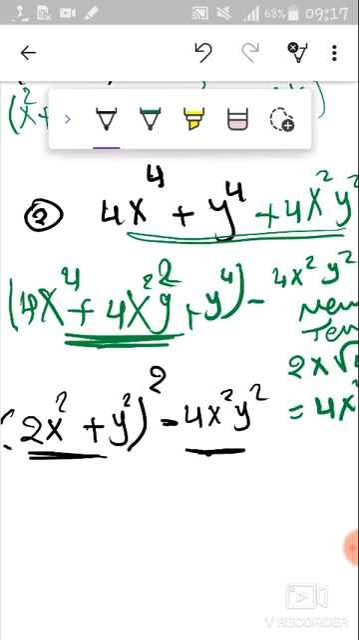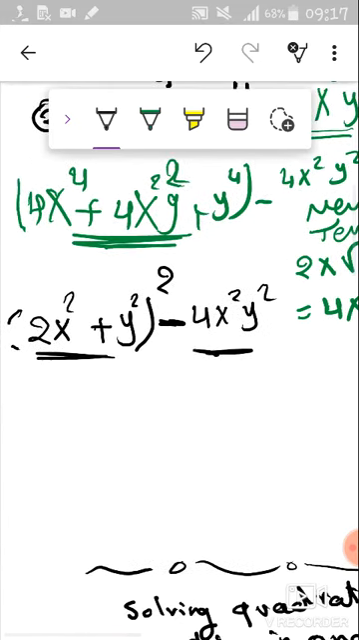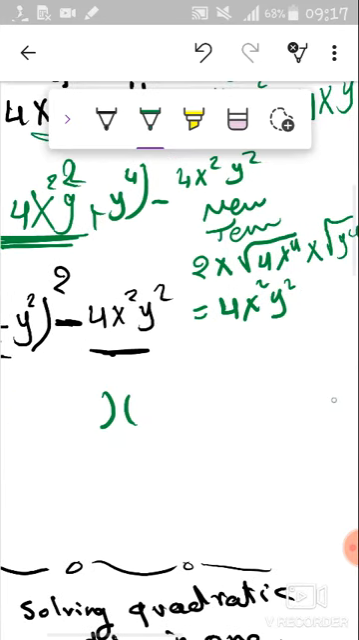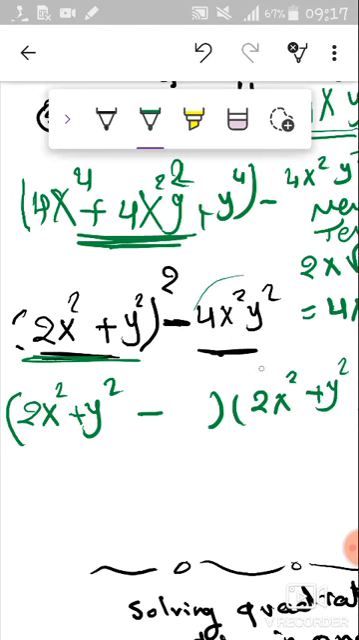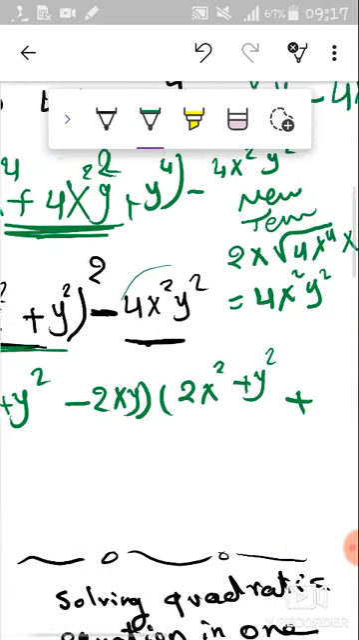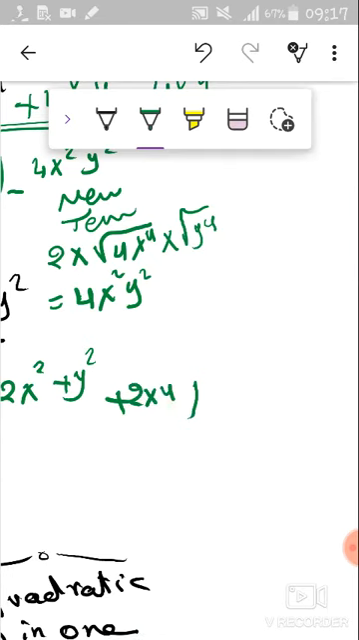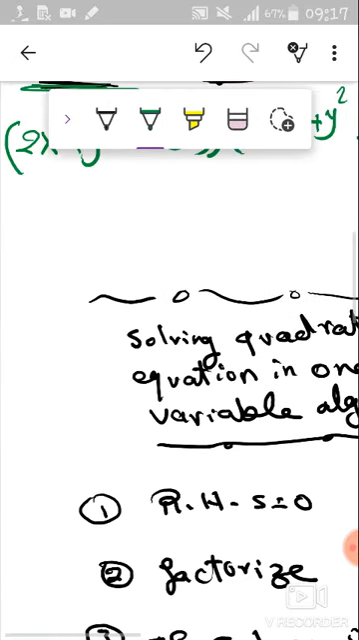These two terms are a difference between two squares, so it will be two brackets. One of them is positive and the other is negative. The square root of the first term is 2x square plus y square, 2x square plus y square. The square root of the second is 2xy and 2xy.